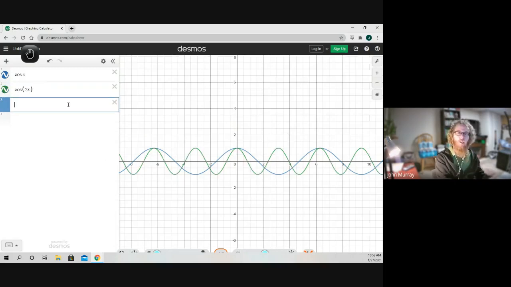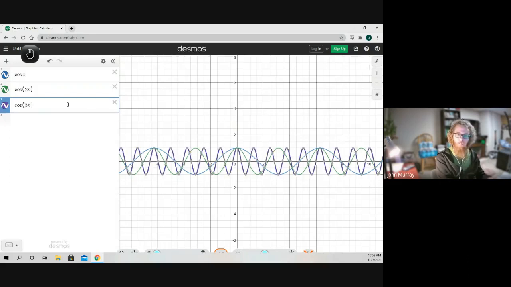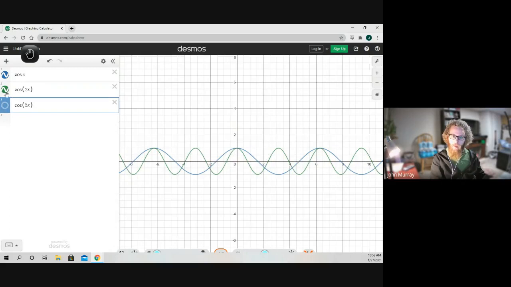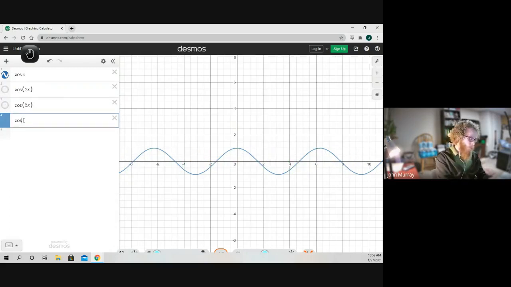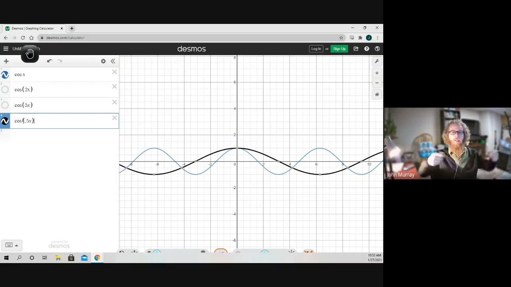Right? So if I make that even skinnier, cosine of 5x. Now we're really scrunched up together. And I can even go in the opposite direction. I could say the cosine of 1/2 x. And that's going to pull us apart.